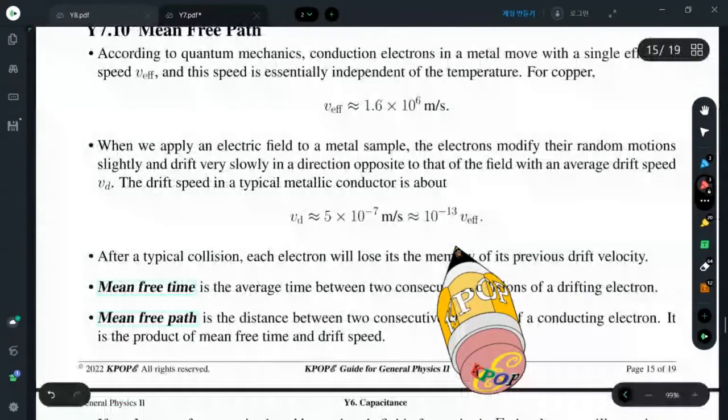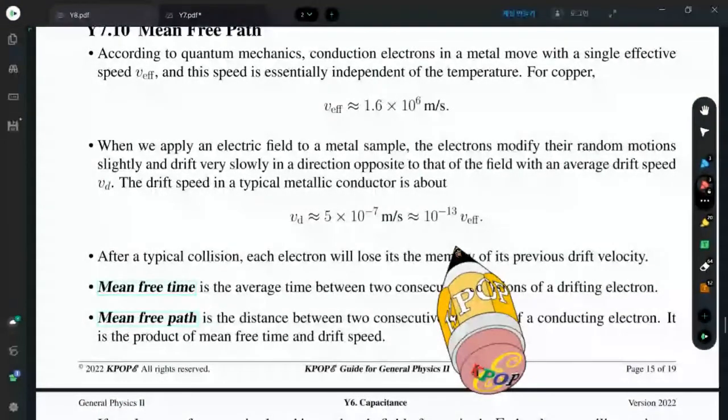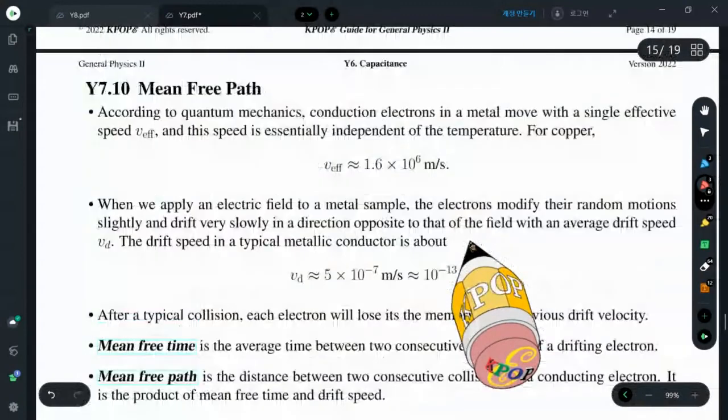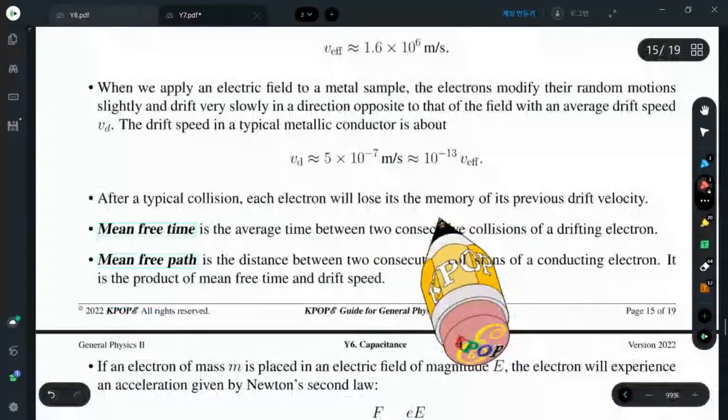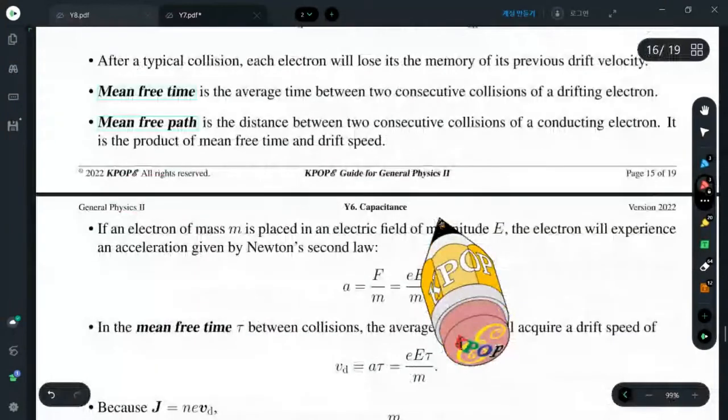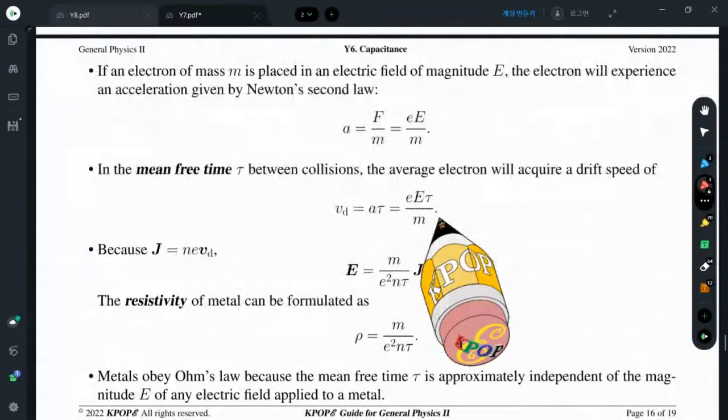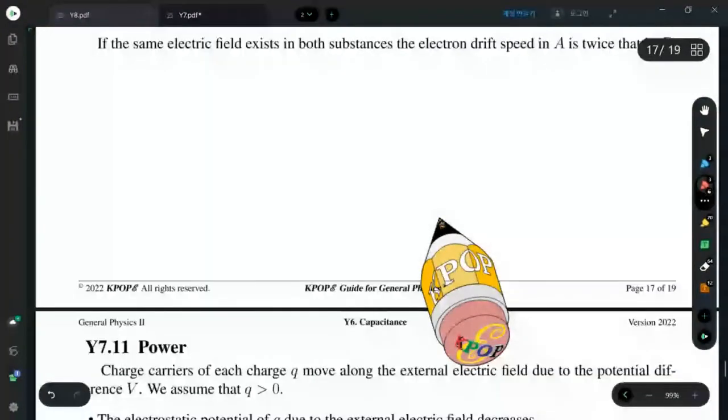Let me pass. Mean free path. We considered this in the previous semester when we learned statistical physics. So let me pass. I assume you understand the basic idea of a mean free path.